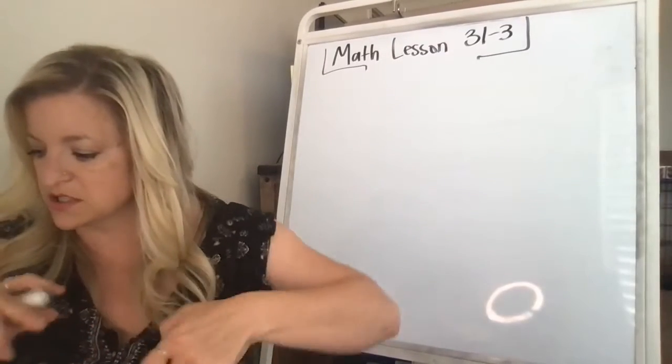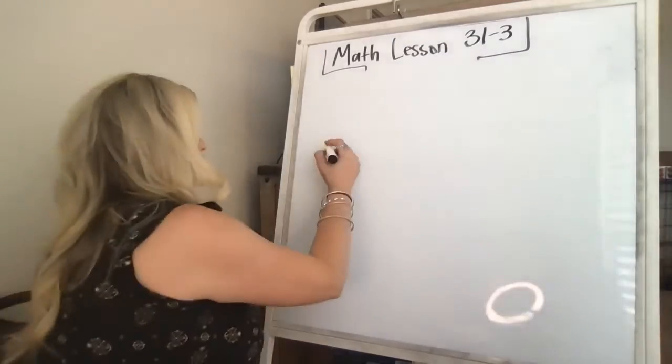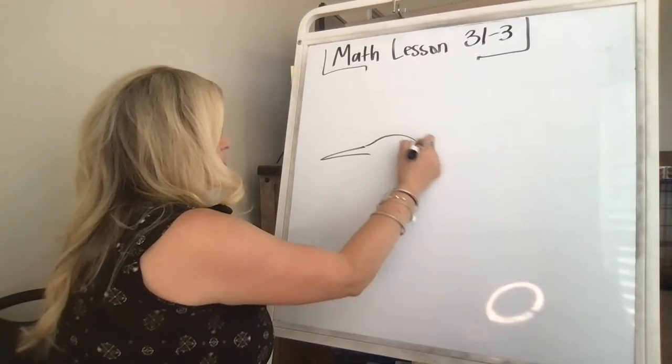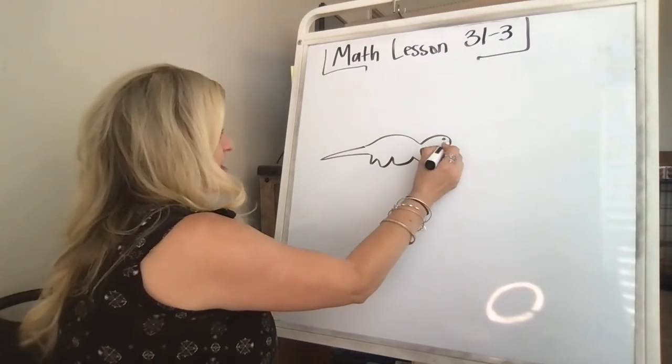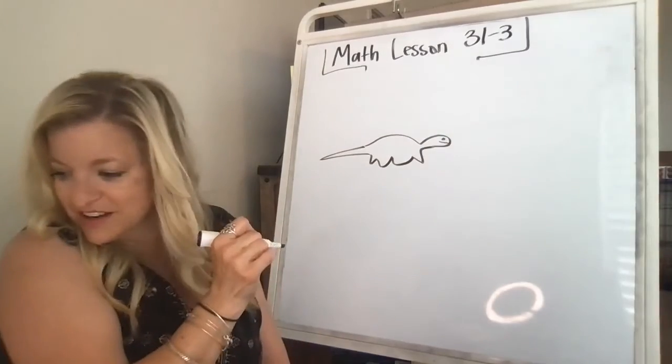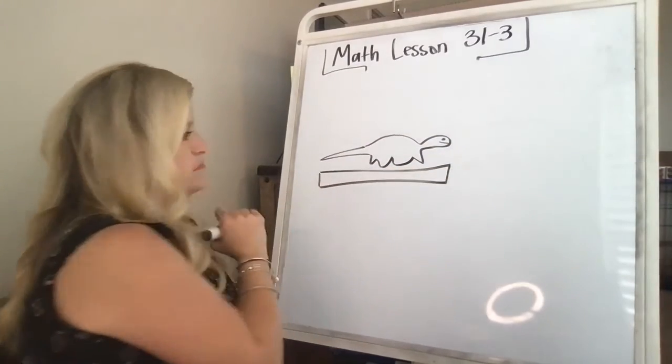Compare each object to the paper. Fill in the blanks. So you have a really cute little lizard. Those are his legs. Okay, we'll just pretend that's our lizard friend. And the piece of paper looks like it's the same length as him.